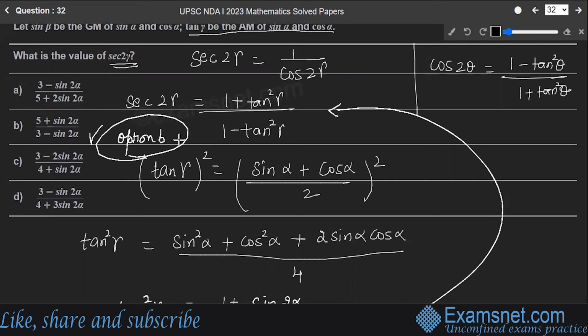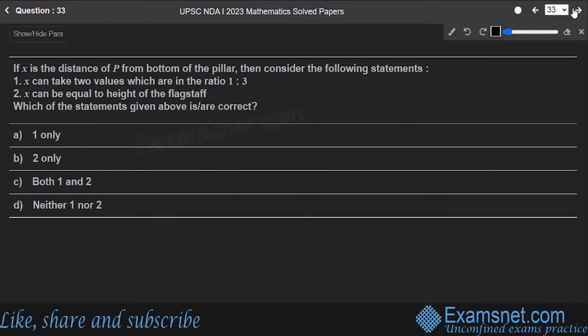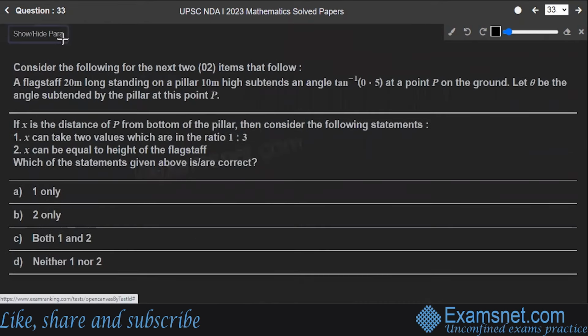Hope you got that. Let's move to the next question, number 33. Okay, consider the following for the next two questions that follow. A flagstaff 20-meter long standing on a pillar 10-meter high subtends an angle of tan inverse 0.5 at a point P on the ground. Let theta be the angle subtended by the pillar at this point P. Let's make a figure first for this problem. Then we will understand what we have to find out. Okay. So this is the figure.